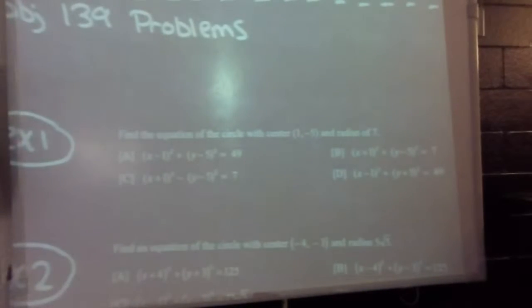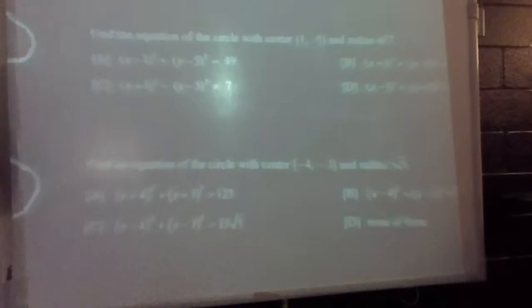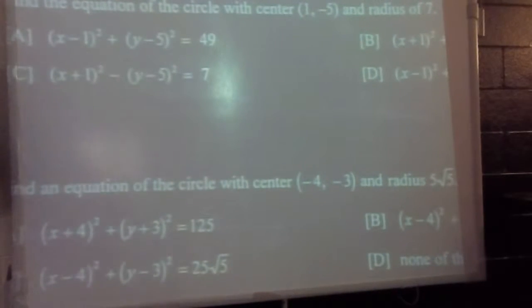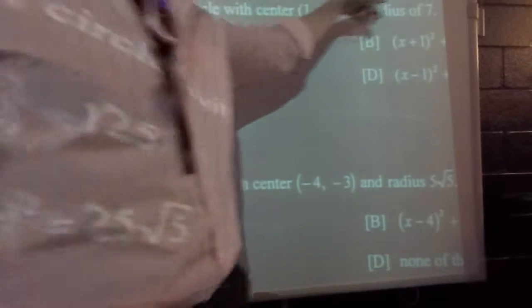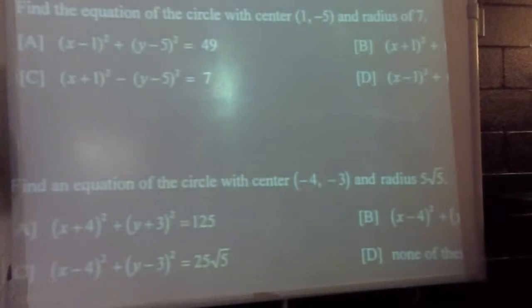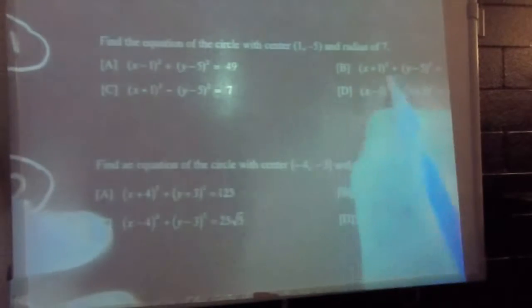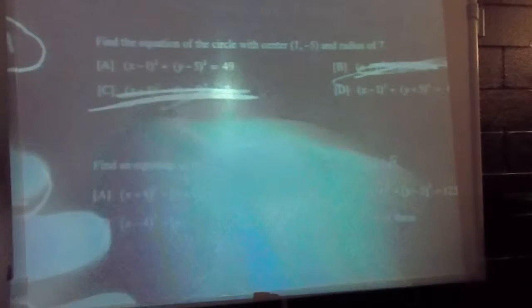All right, on 139, I'm going to give you information, and then you give me the right equation. So I'm going to tell you the center is 1, negative 5, and the radius is 7. First thing, if the radius is 7, what are you going to see in the equation? 49. You won't see 7 in the equation. You're going to see 49. So cross out the ones that have a 7 in there.